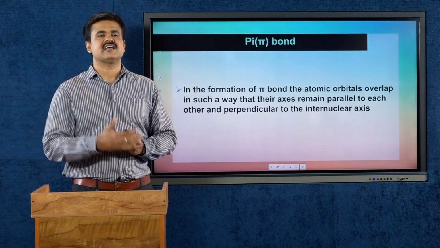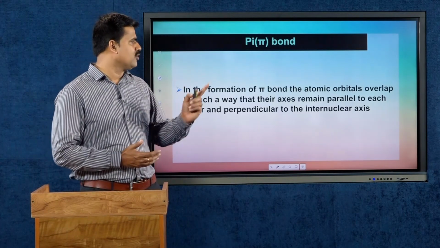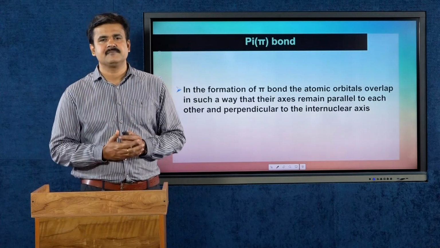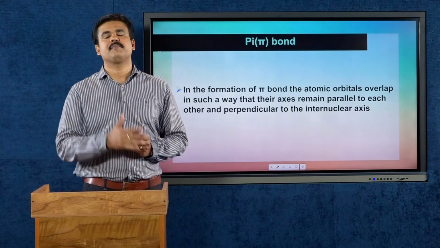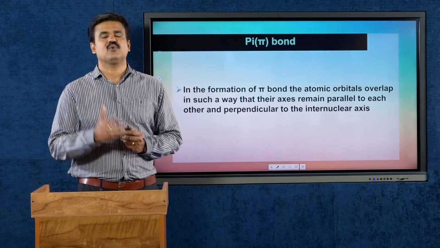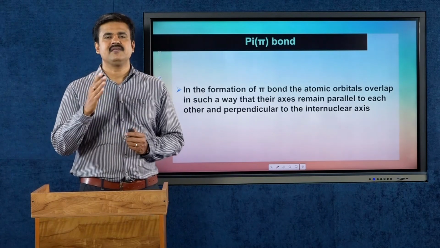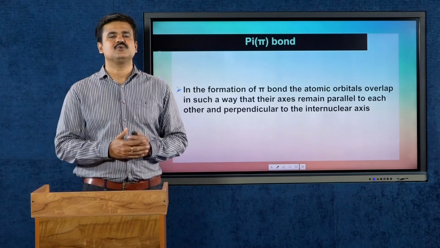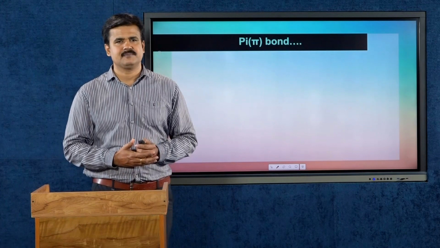Now, the second type of bond is nothing but the pi bond. In the formation of a pi bond, the atomic orbitals overlap in such a way that their axes remain parallel to each other and perpendicular to the internuclear axis. That is, the lateral or sidewise overlap results in the formation of pi bonds, or the lateral overlap happens perpendicular to the internuclear axis. We can enter into more details of the pi bond formation.